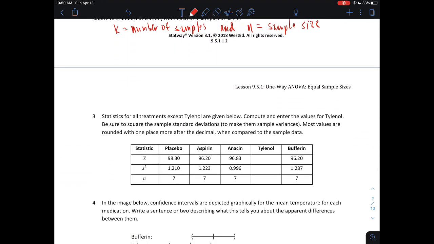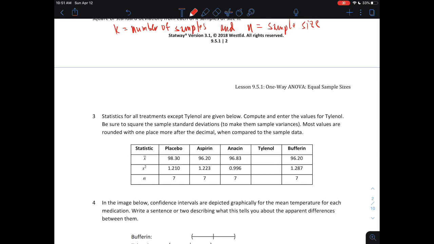So turning the page to number 3, statistics for all treatments except Tylenol are given below. Compute and enter the values for Tylenol. Be sure to enter the square of the sample standard deviations to make them sample variances. Most values are rounded with one place more after the decimal when compared to the sample data.